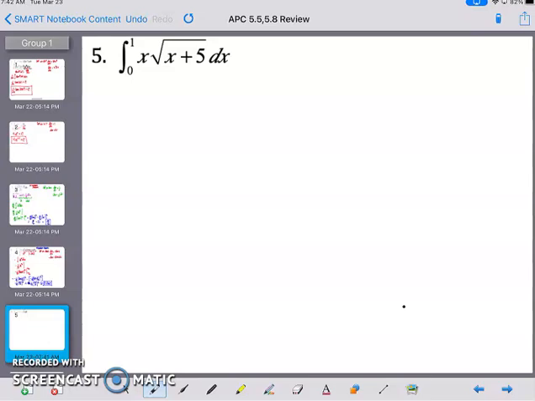This is AP Calculus 5.5 and 5.8 test review. In problem number 5, we have x times the square root of x plus 5. Now we did an example like this in our homework.